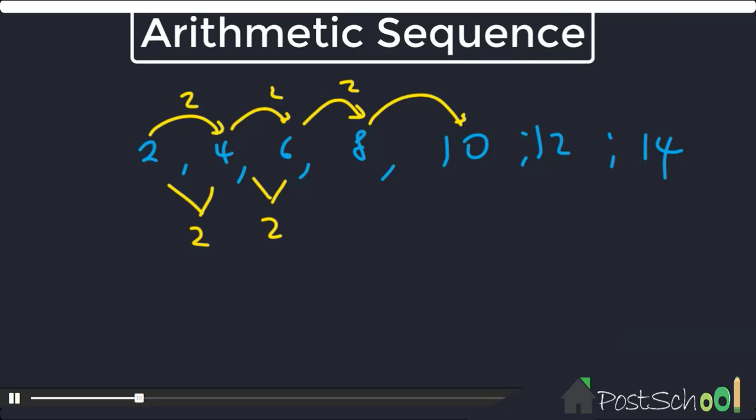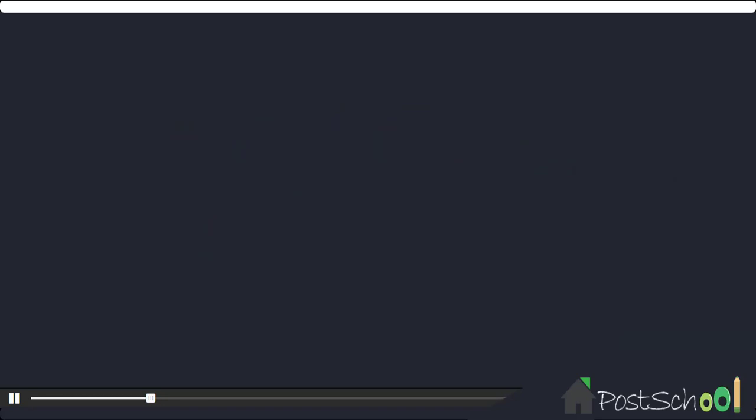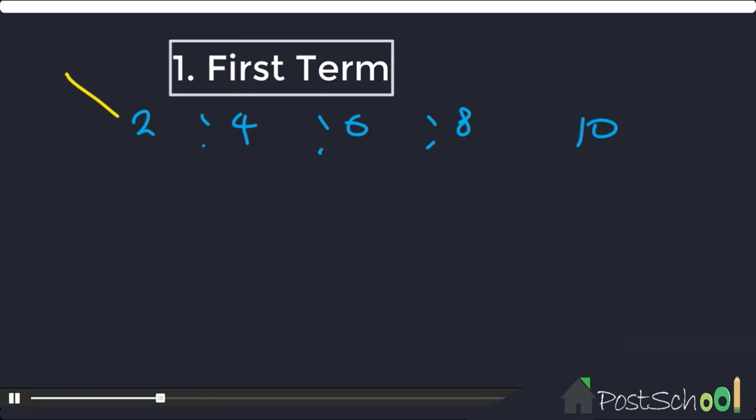Okay, now there are a few things that we can pick up from this. Whenever we have a sequence, or an arithmetic sequence to be specific, there are 2 things that we can get from that sequence. Number 1, we can get the first term of the sequence. Like in this sequence, 2, 4, 6, 8, 10, the first term of the sequence is going to be 2.